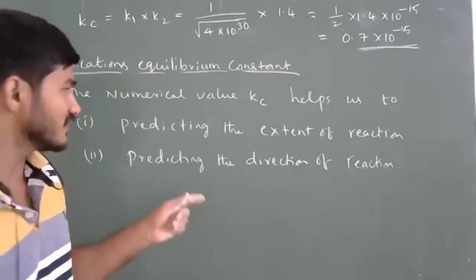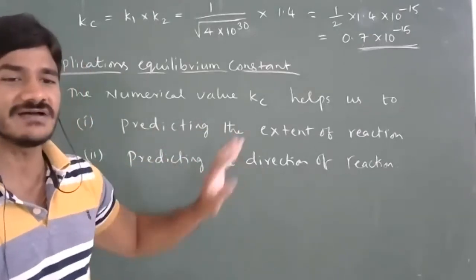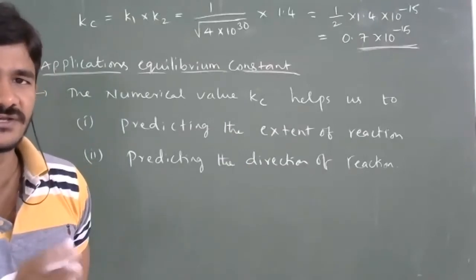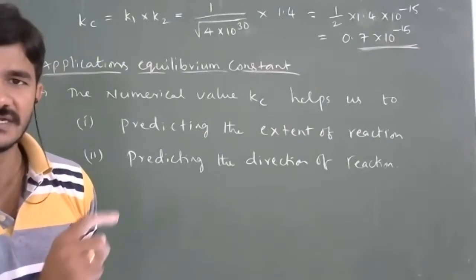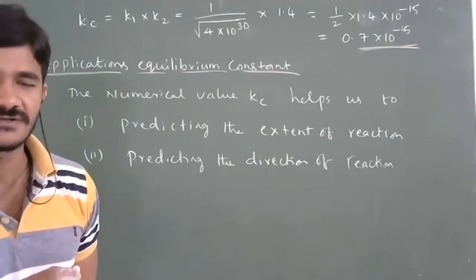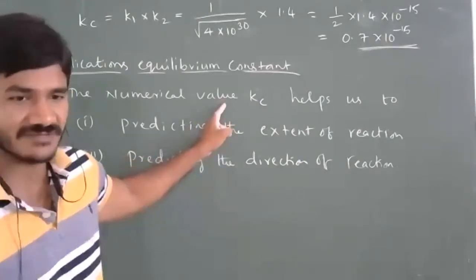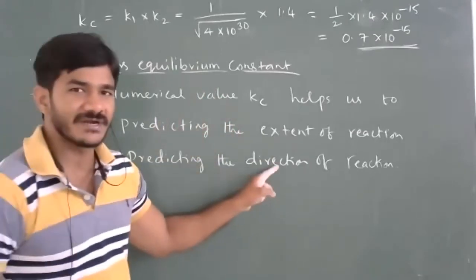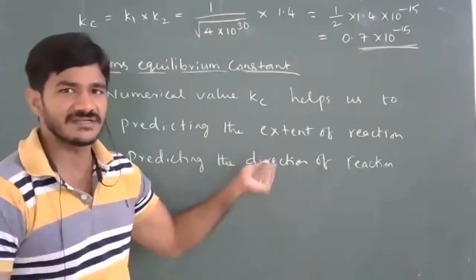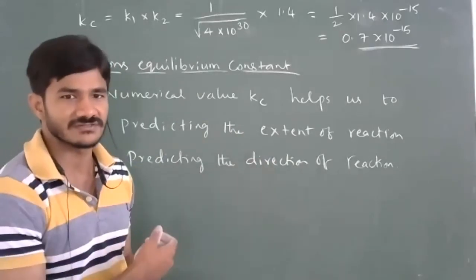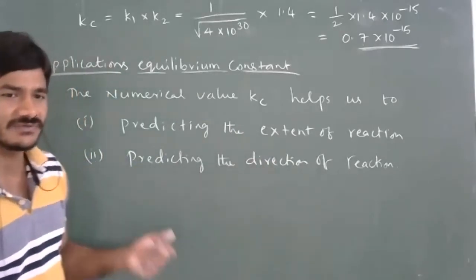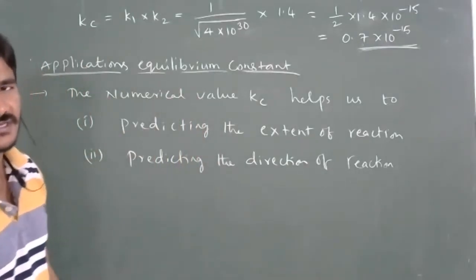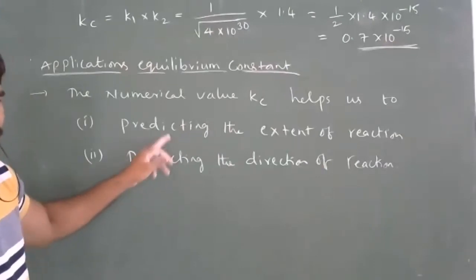Another application is the direction of reaction. Reversible reactions have a forward reaction as well as a backward reaction. By using the numerical value of Kc, we can easily identify or predict in which direction the reaction is going, forward direction or backward direction. Okay, let us discuss these two.